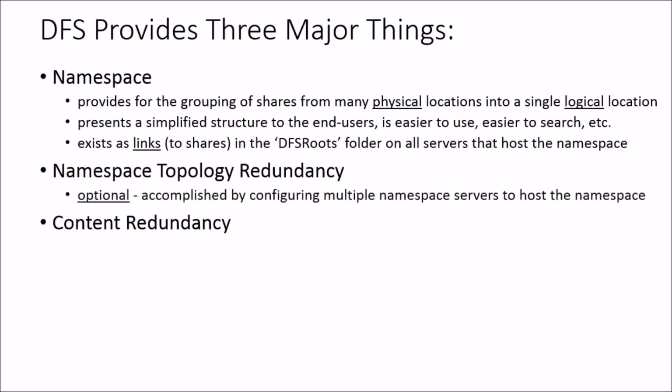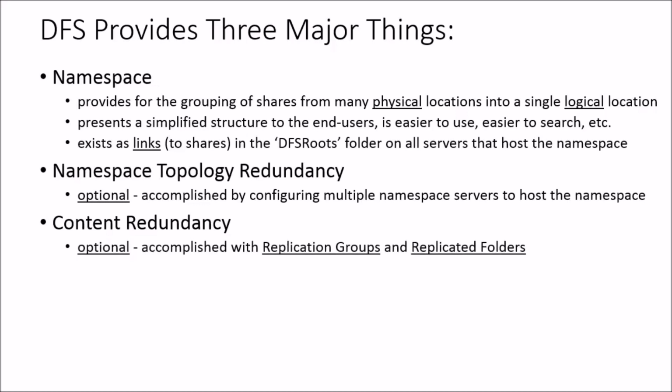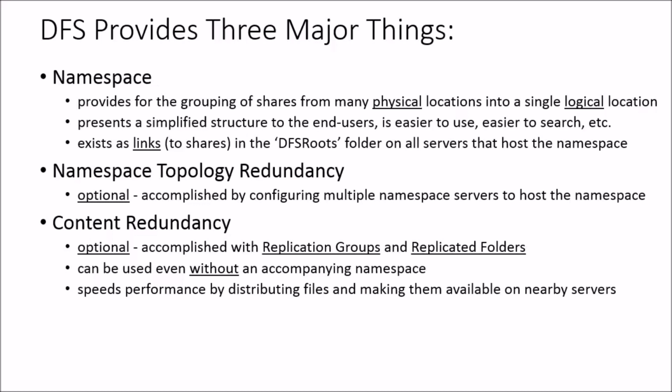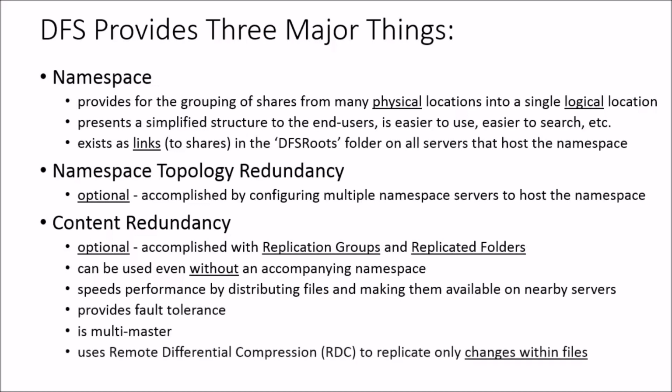Namespace topology redundancy is optional. It's accomplished by configuring multiple namespace servers to host the namespace. Content redundancy is also optional, and it's accomplished with replication groups and replicated folders. It can be used even without an accompanying namespace. It speeds performance by distributing files and making them available on nearby servers. It provides fault tolerance, is multi-master, and uses remote differential compression to replicate only changes within files.